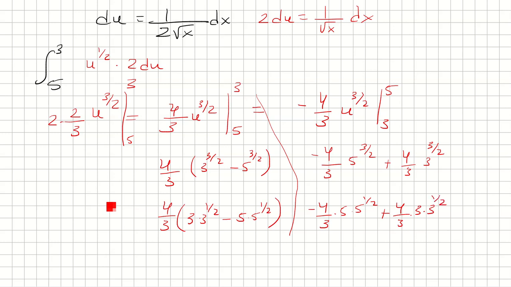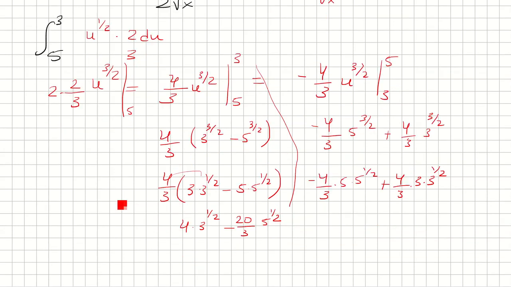And then let's see here, if you distribute, you have 4/3 times 3 to the 1/2. The 3's are going to cancel. You have 4 times 3 to the 1/2. And then you have 4/3 times 5 is 20 over 3 times 5 to the 1/2.